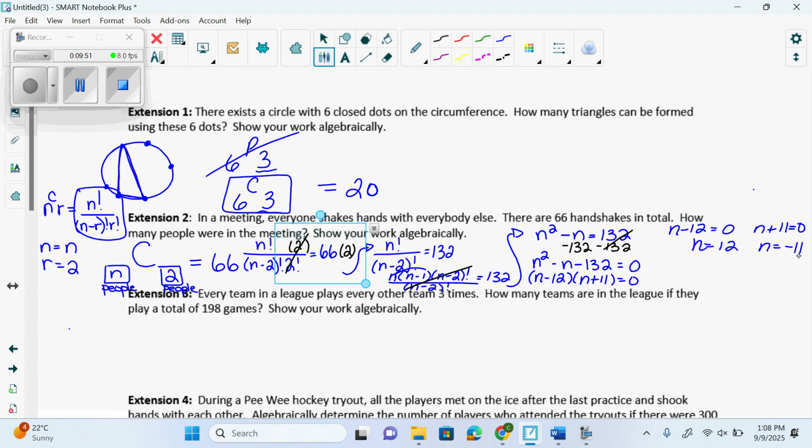Remember, this is people. Does negative 11 people make sense? No. So we circle it, put a line through it and say reject. We don't say no solution because it is a solution, it just doesn't work. And then we box the 12, and we could try it out. We could go 12C2, and when we put that into our calculator, we get 66. So 12C2 comes out as 66. And then it's a word problem, so we say there were 12 people in the meeting.